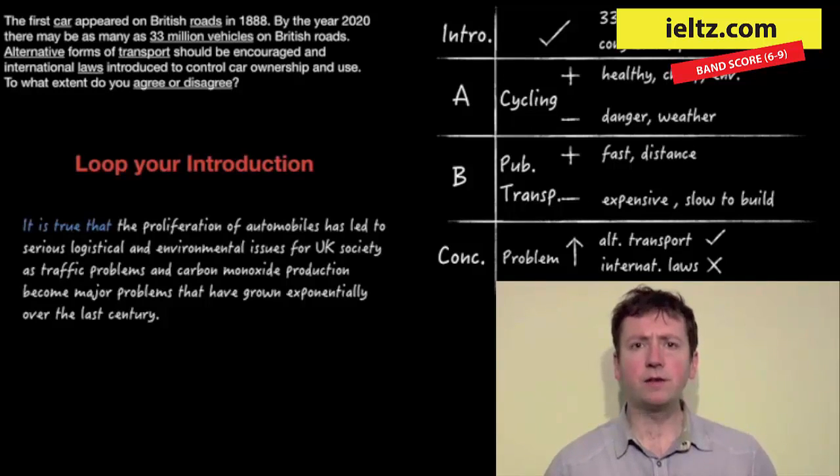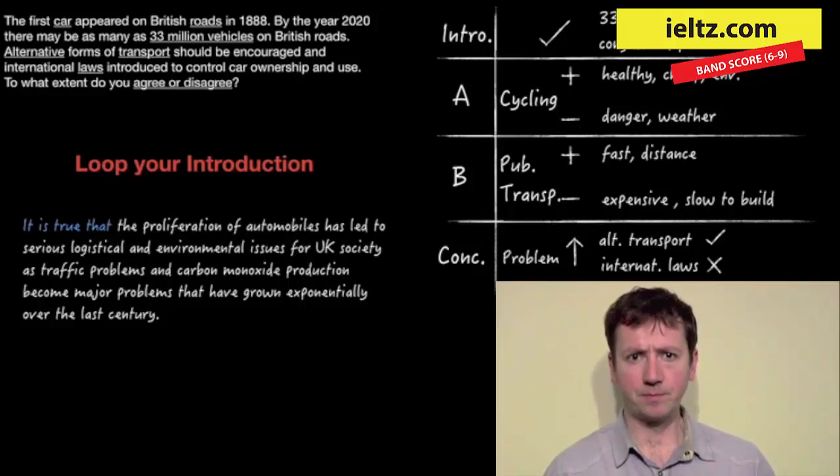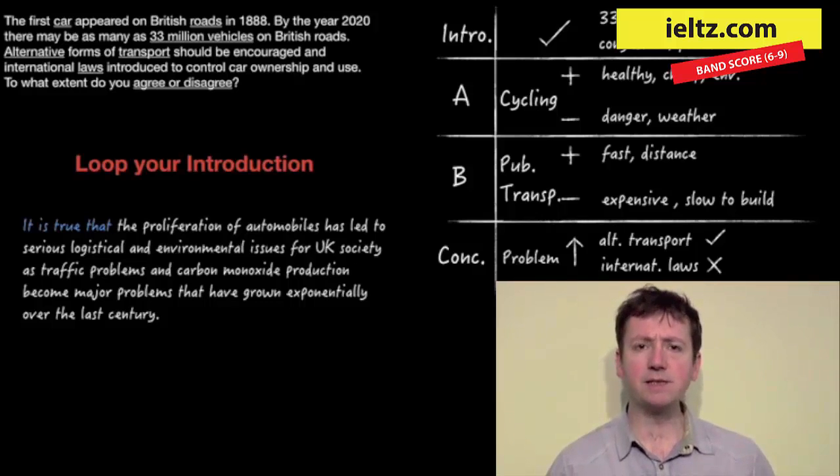It is true that the proliferation of automobiles has led to serious logistical and environmental issues for UK society as traffic problems and carbon monoxide production become major problems that have grown exponentially over the last century. This sentence places the car transport topic in its timeline context, the last 130 years, and it comments on car ownership growth and its problems. Note that it uses the present perfect tense with the verbs has led to and have grown.